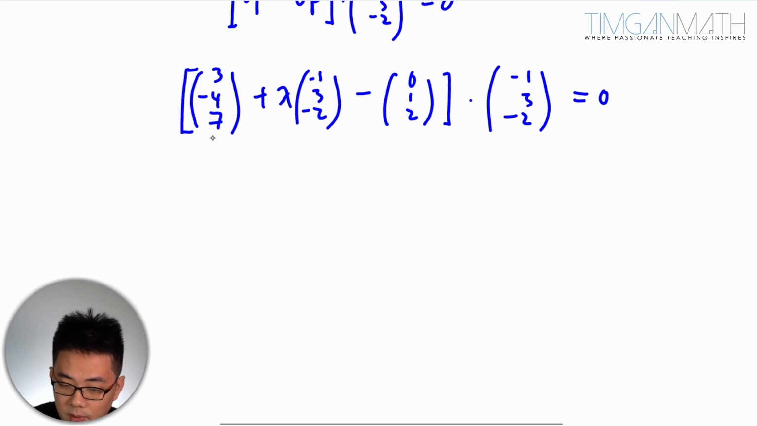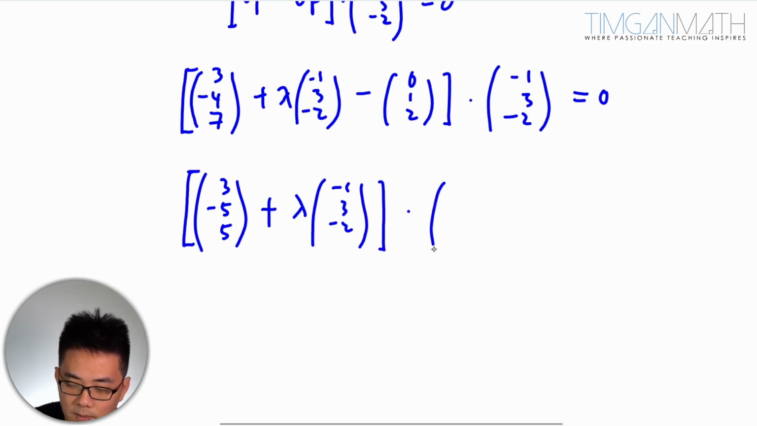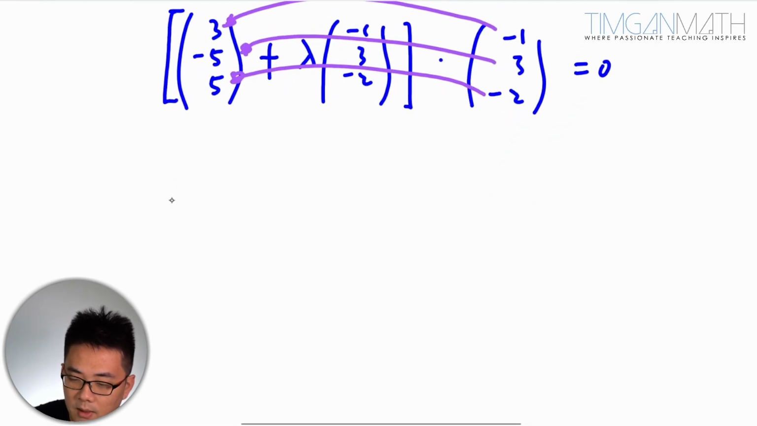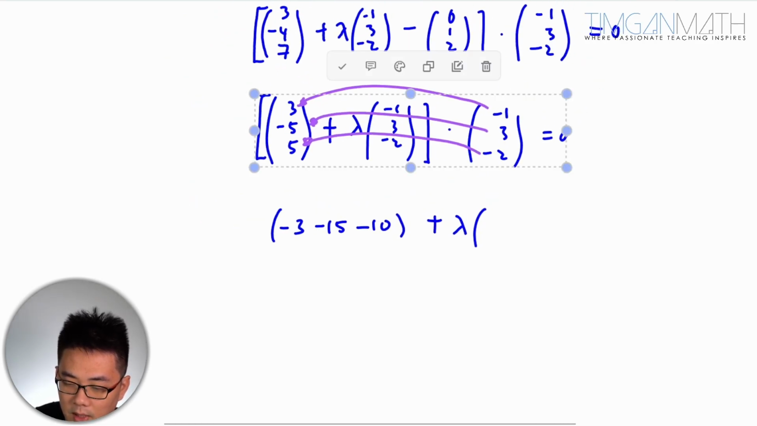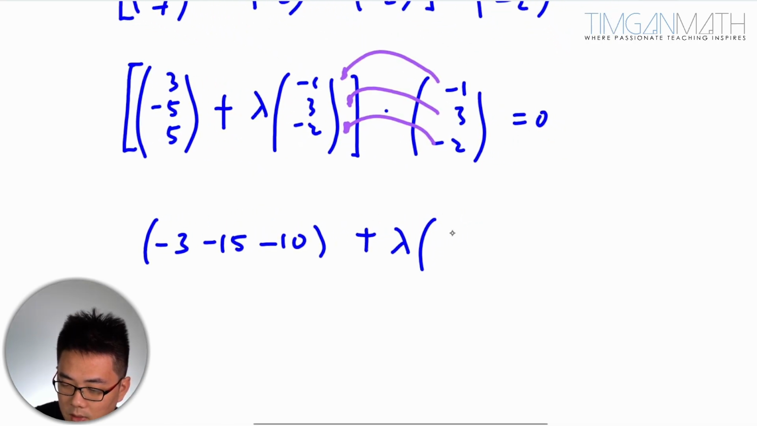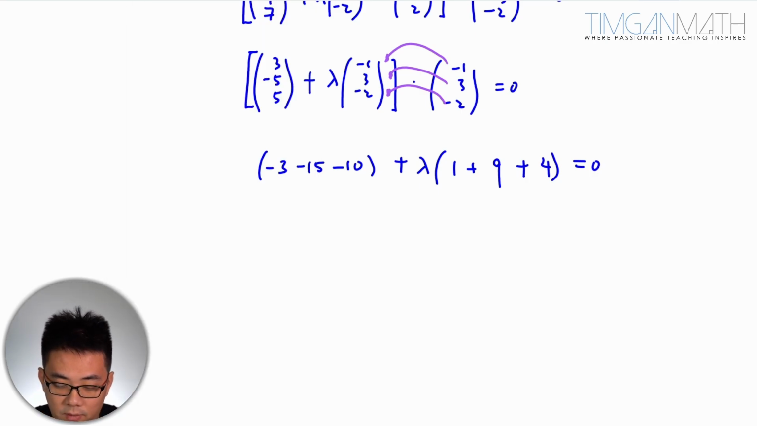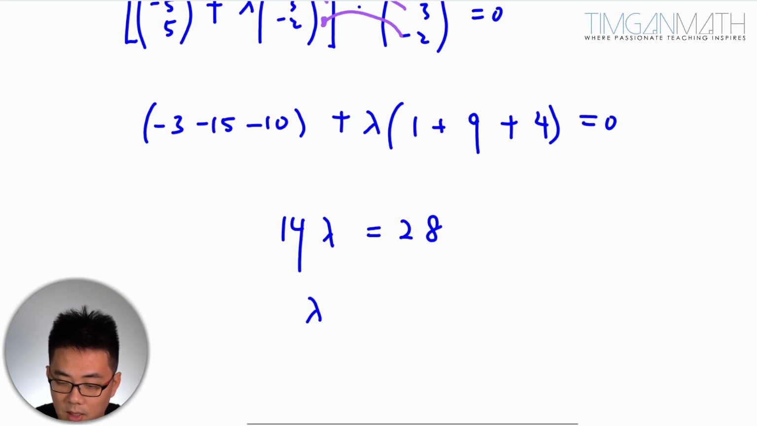Then we just dot them. Before that, 3 minus 0 is 3, minus 4 minus 1 is minus 5, and 7 minus 2 is 5, plus lambda (-1, 3, -2). Then I dot this column vector with (-1, 3, -2). That gives negative 3, minus 15, minus 10, plus lambda times the other dot product, which is 1 plus 9 plus 4, equals 0. Key into the calculator: negative 28 plus 14 lambda equals 0, so lambda is 28 divided by 14, which gives us 2.